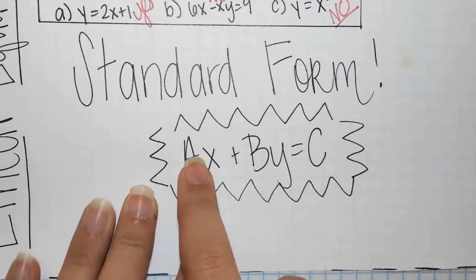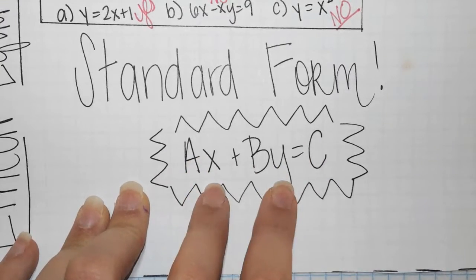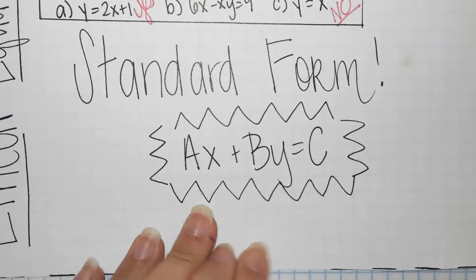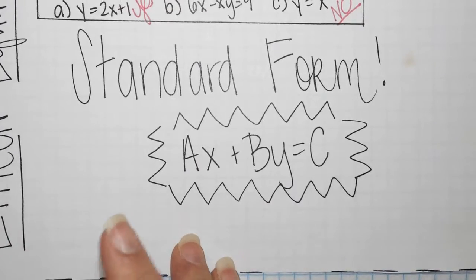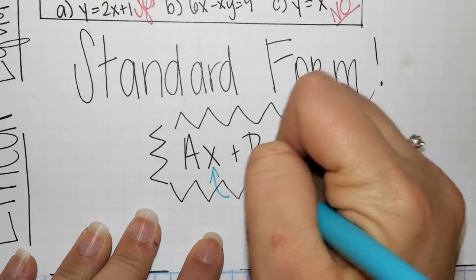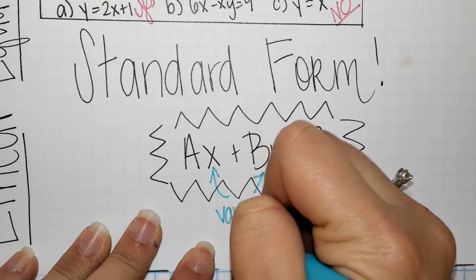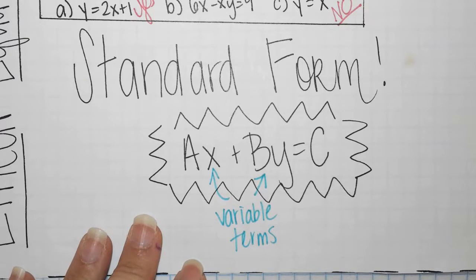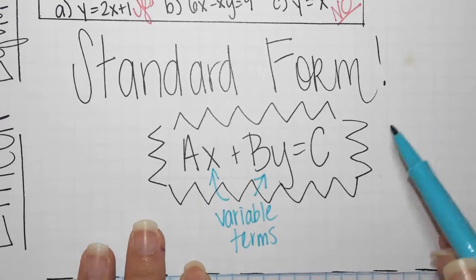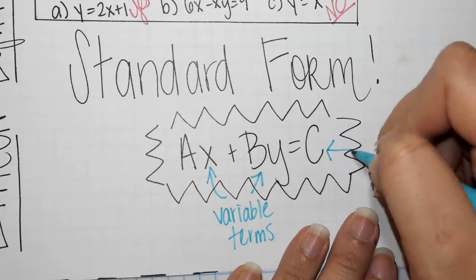Alright, so this is standard form where it has ax plus by equals c. Now, what are x and y? What are they? Starts with a V. Variables. Take a point, Tira. So these guys are called variable terms. What is C called? And it even starts with a C. Constant. Take a point. Good job.